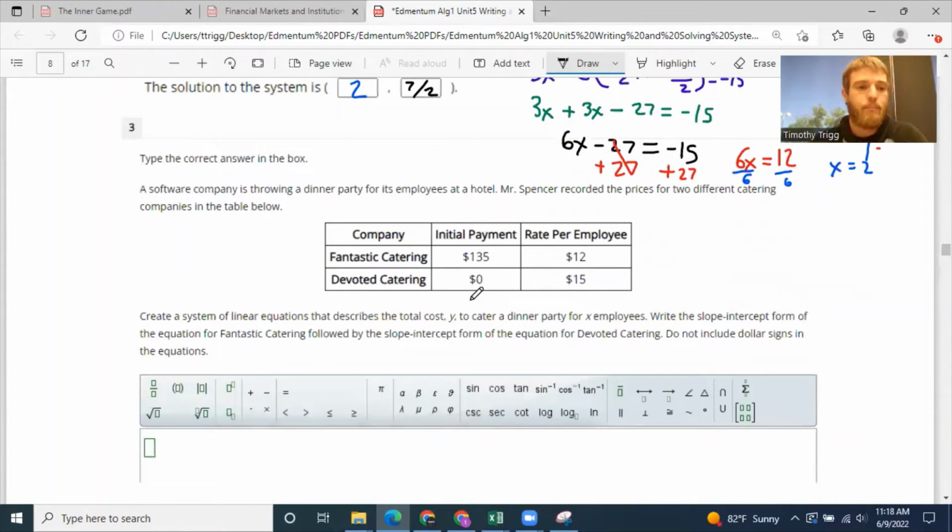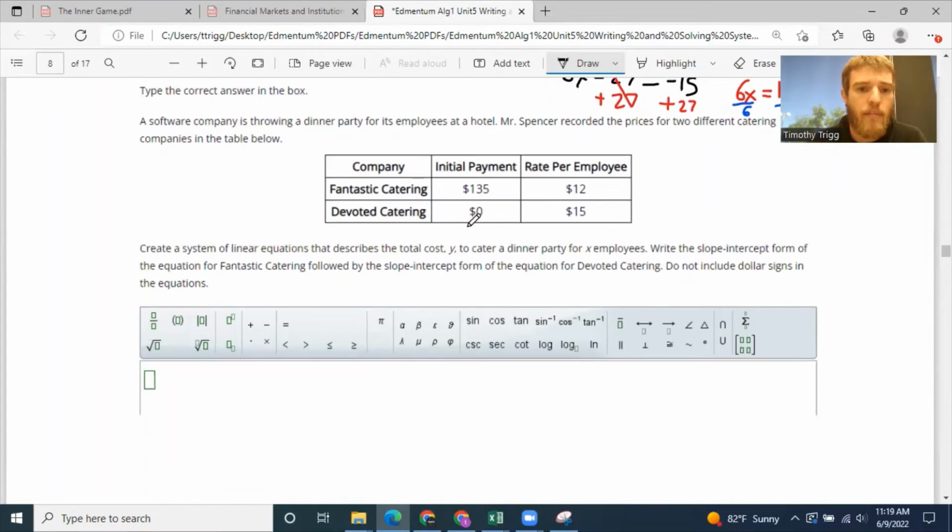Okay, question 3. The software company is throwing a dinner party for its employees at a hotel. Mr. Spencer recorded the prices for 2 different catering companies in the table below. So we have 2 different catering companies here: Fantastic Catering and Devoted Catering. Let's go ahead and write an equation for each of them. So for Fantastic Catering, it has an initial payment of $135. Now, I've talked about this before, but if they give you a starting amount, that's usually your y-intercept.